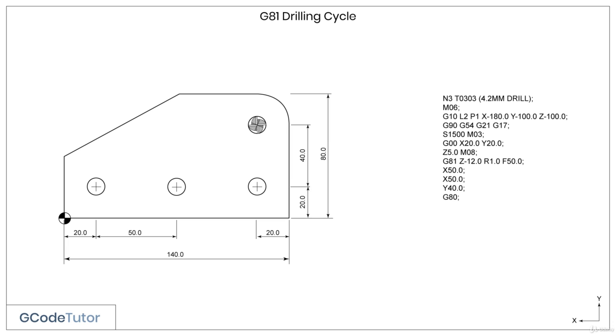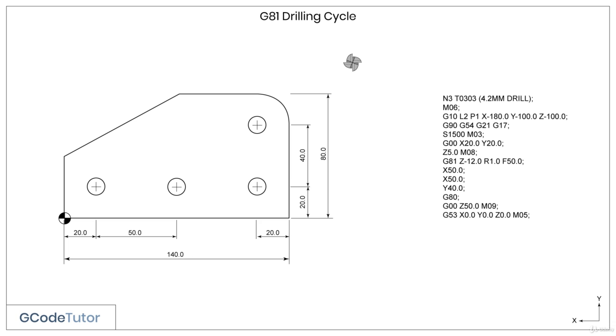To cancel our drilling cycle, or in fact any cycle that's active, we use G80. So G80 cancels all cycles that are active. All that's left for us to do now is take the cutter home back to the tool change position. But first I like to rapid the cutter away to Z50 so it's nice and clear away from the components and any clamps. M09 turns our coolant off.